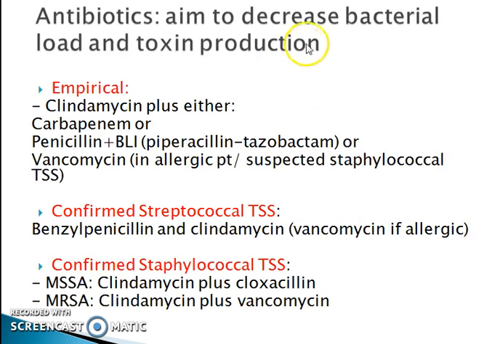For antibiotics, the aim is mainly to decrease bacterial load and toxin production. Empirically, we can give clindamycin plus either a carbapenem or penicillin plus a beta-lactamase inhibitor such as piperacillin-tazobactam, or vancomycin. In confirmed streptococcal toxic shock syndrome, we can give benzylpenicillin or penicillin G and clindamycin. For confirmed staphylococcal toxic shock syndrome, for methicillin sensitive, we can give clindamycin plus cloxacillin. For methicillin resistant, we can give clindamycin plus vancomycin.